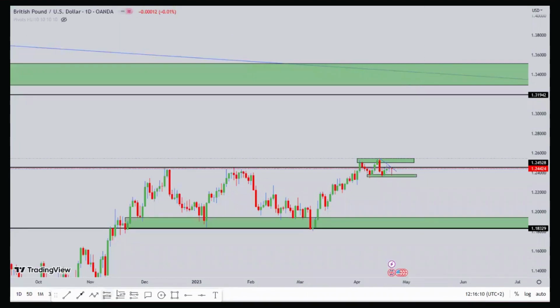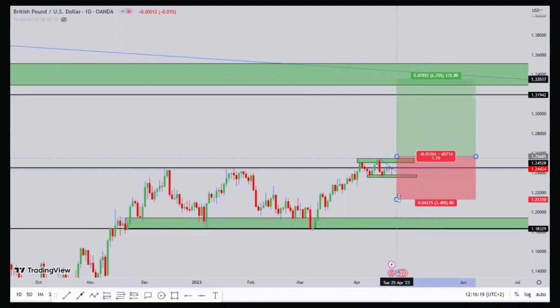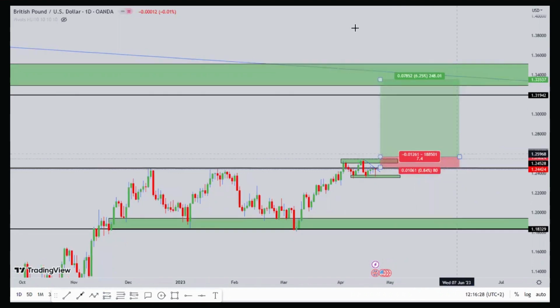So one thing that you can expect here is that once the market breaks above this area, take that buy. Then you can put your stop loss below, obviously, and your risk reward ratio can be 1:7. It's going to be a very, very long journey for us, but we're going to be taking this buy.